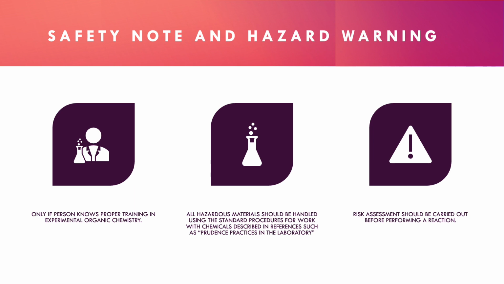For safety notes and hazard warnings, only proceed if you have proper training in experimental organic chemistry. If you have this training, then you can continue and proceed with the lab. Also, all hazardous materials should be handled using the standard procedures for work with chemicals described in references such as Prudent Practices in the Laboratory. Risk assessments should be carried out before performing a reaction.